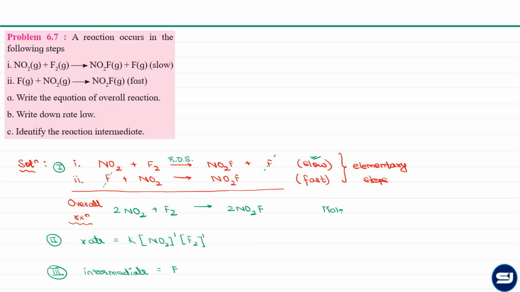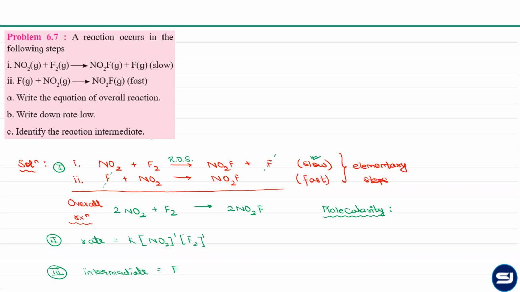Now I will also discuss about molecularity. Molecularity is defined as the number of molecules which come together and collide with each other to initiate the reaction. The molecularity एक theoretical concept है, it's not an experimental concept. Order is experimental, molecularity is theoretical.